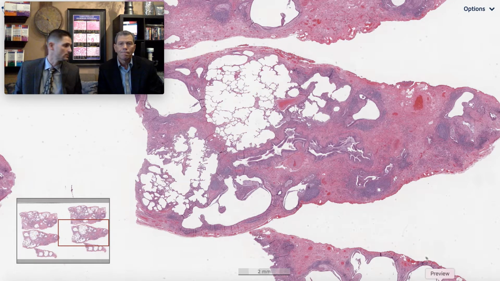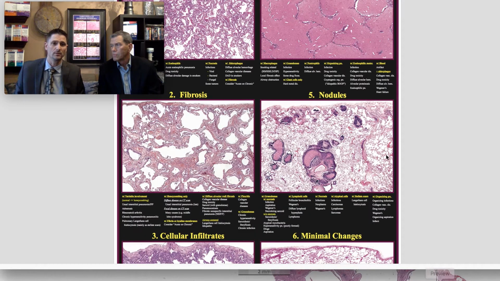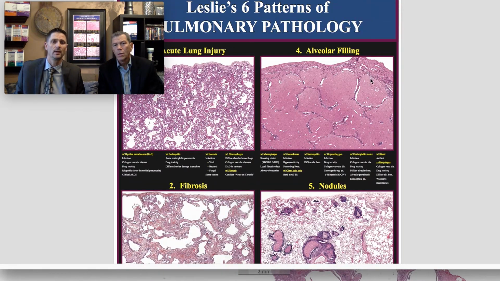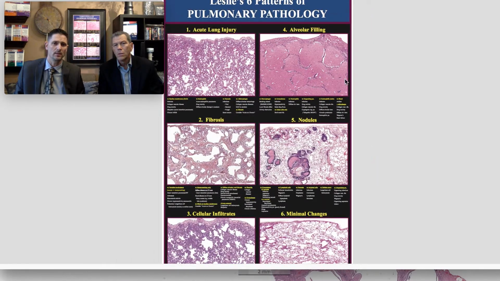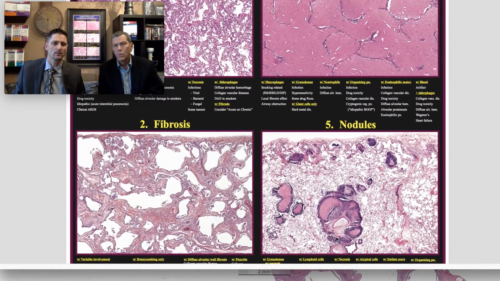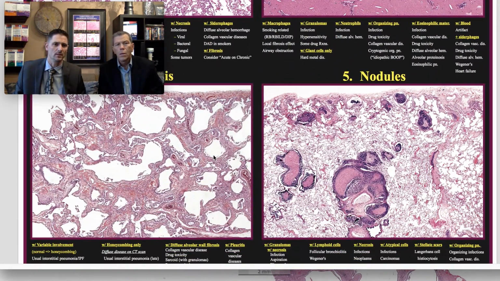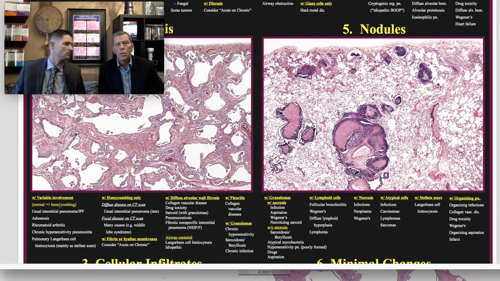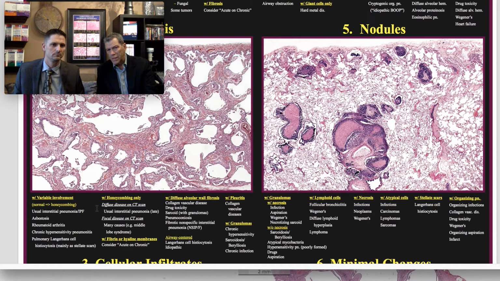So just looking from low power, before we look at any high power images, you think we're dealing with a fibrosis pattern. Right. So if we were to go to the actual poster and decide which main pattern we're in, we'd probably go to 2. Correct. Fibrosis pattern. And then we can look underneath the image of the fibrosis pattern and see what else we should be looking for in this case. If we start from the first 15 seconds of looking at the biopsy, and we've looked at the possibilities under the image, we're already way ahead of the game. We're probably 90% of the way to the diagnosis.